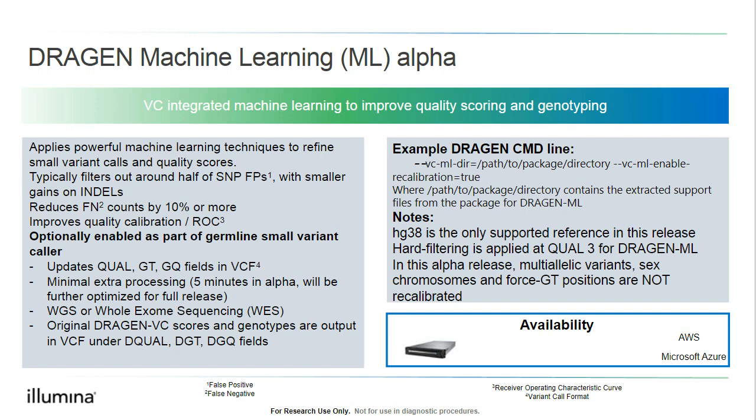And when you run the ML feature, you need to point on the command line to the directory that contains the ML model. Today, as we said, it's our first offering of this, and it's in alpha phase. It is only supported on HG38, and hard filtering is applied at a QUAL of 3 for this feature. Since this is an alpha release, we are not supporting multi-allelic variants, sex chromosomes, and forced genotyping yet. But these are all things that may come as we get to the beta and the commercial phase. I have some results that we were able to collect using this feature, so let me share that in the next slide.